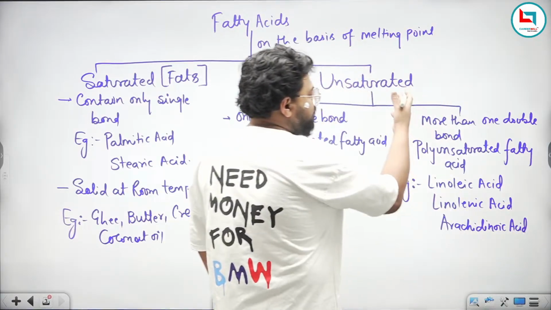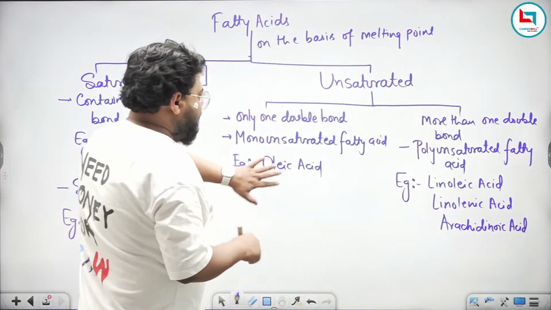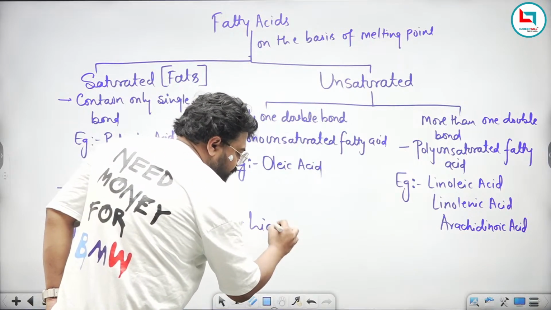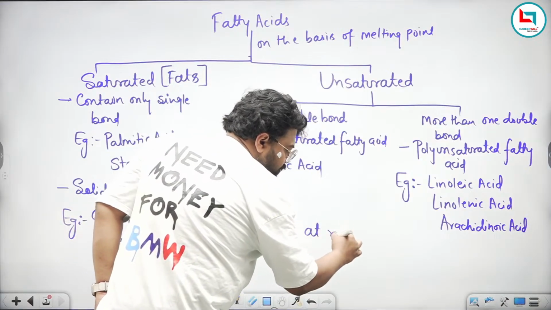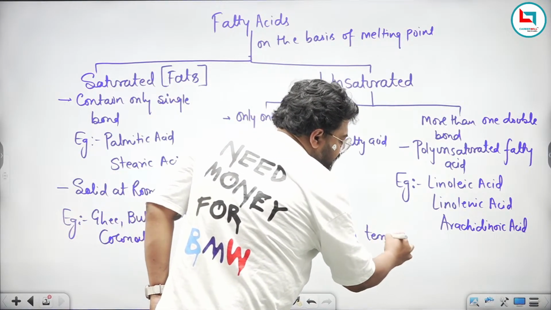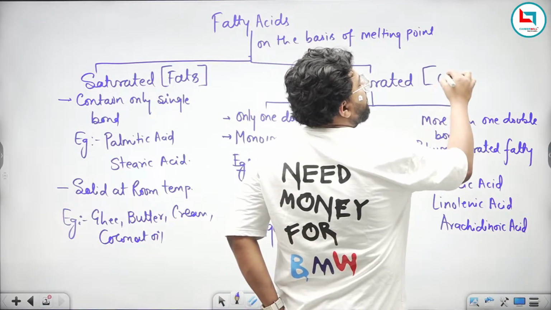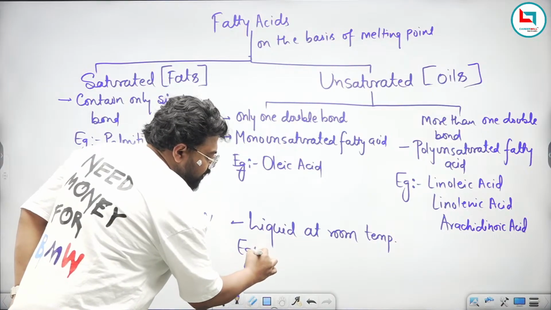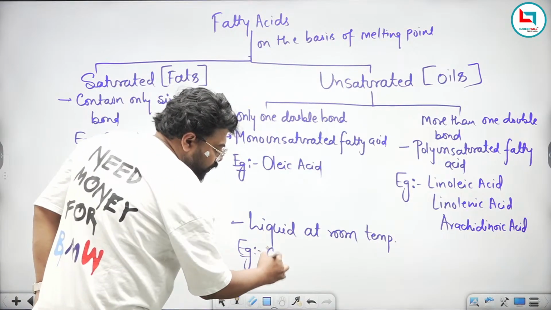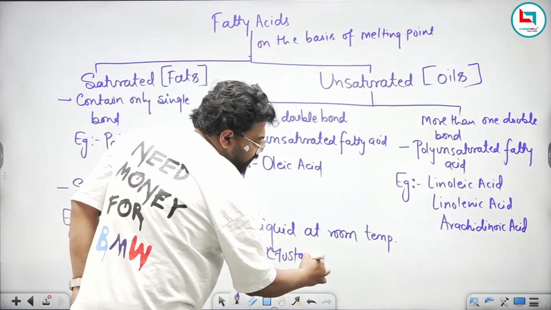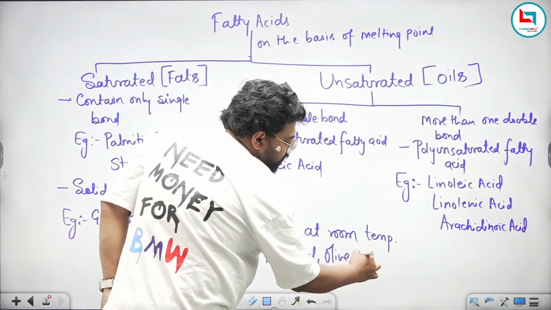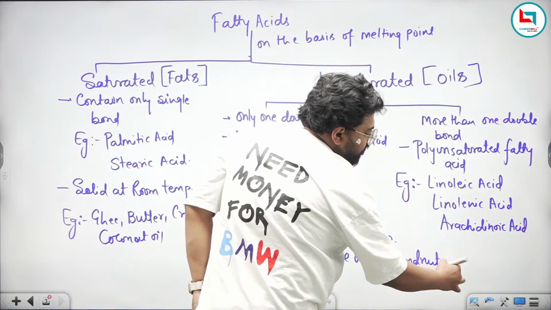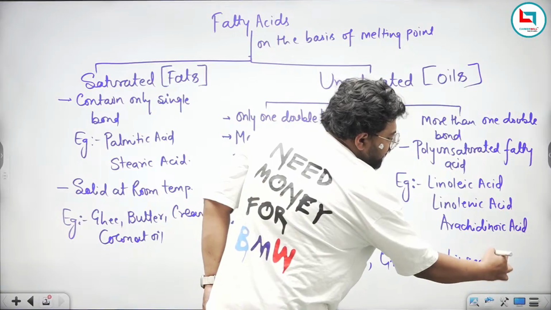And these fatty acids, either monounsaturated or polyunsaturated, are liquid at room temperature. So generally we call these things oils. Examples of these are mustard oil, olive oil, groundnut oil, linseed oil, etc.